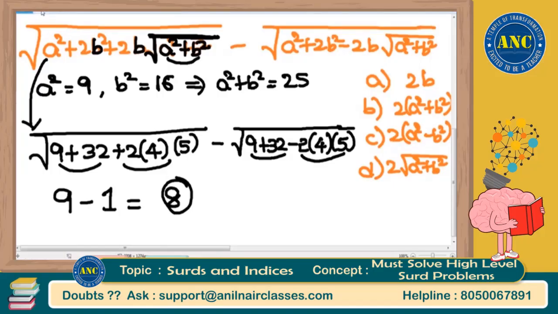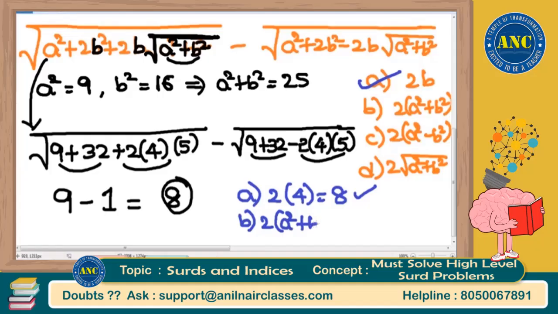Which answer option is satisfying 8? Check out with the answer options. First option is 2b. 2 into b value, which is 4, is 8. Yes, that is satisfying. Keep checking the other answer options. 2 into a square plus b square: a square plus b square is 25. 2 into 25 is not equal to 8. That is not the right answer.